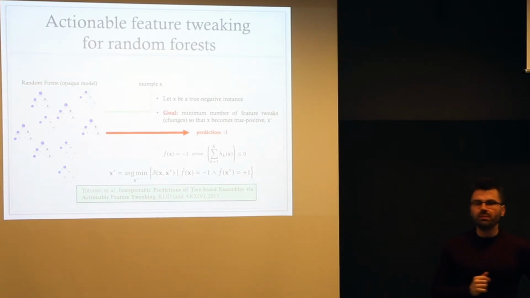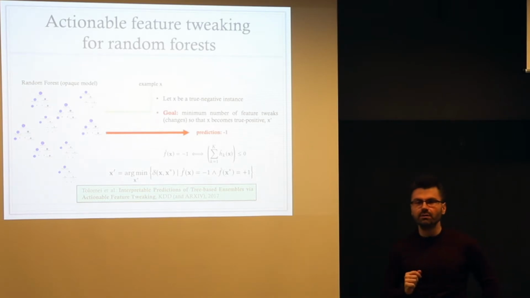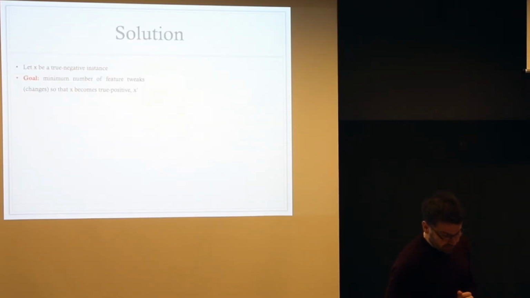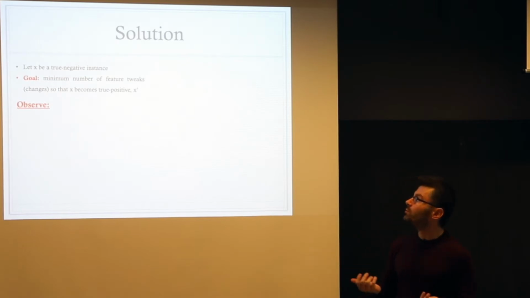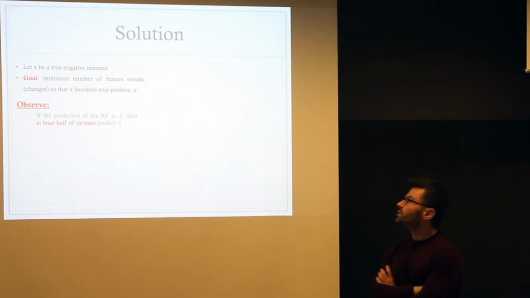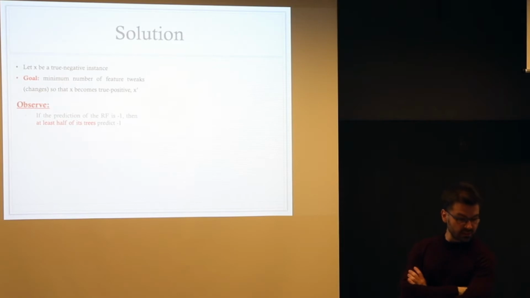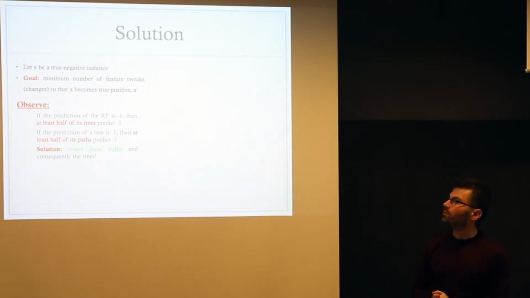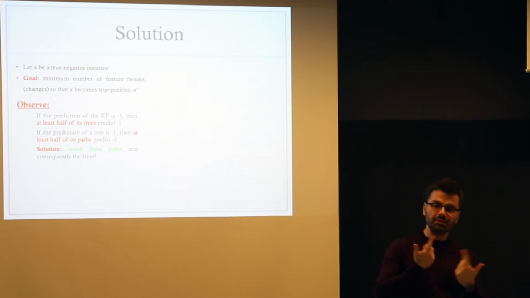Okay, so we were inspired by this very nice paper and this nice idea, and then we thought of applying it to time series. Just to guide you very briefly through this idea, if X is a true negative instance, as I said, the goal is to find the minimum number of tweaks so that the classifier will swap. Let's make a couple of observations. If the prediction of the random forest is -1, then it means that at least half of the trees will predict -1. Okay, that's very obvious. And if the prediction of a tree is -1, then it means that at least half of the paths might predict -1. So the solution is to try to revert those paths, so that the trees will change their prediction.